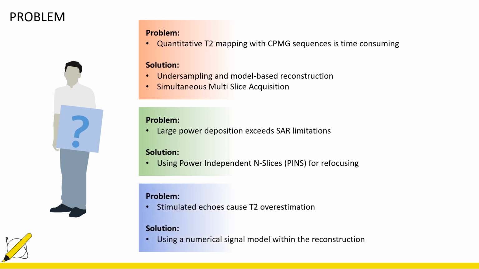Another thing that we wanted to address in this work is that, especially when we use a CPMG sequence, we have stimulated echoes, which lead to a T2 overestimation. Therefore, we wanted to use a model-based reconstruction that uses a numerical signal model instead of just a mono-exponential decay.